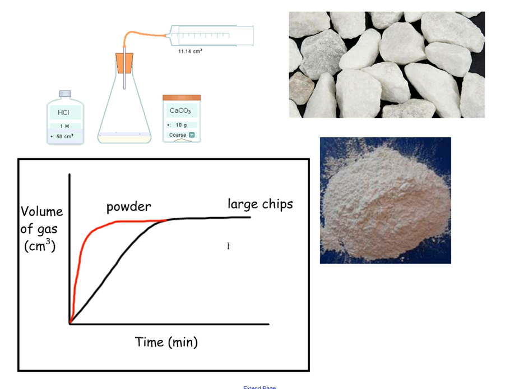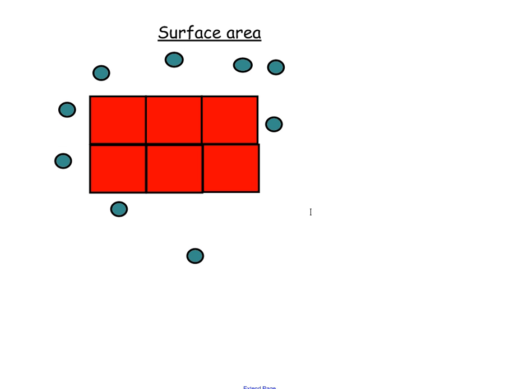Let's see why that's the case then. Why does the powder go a lot quicker than the large marble chips? Well, it's to do with this surface area. If you imagine this is our marble chip or our chocolate bar, we can see that it's got all these sides here that can react. You've also got the top and the bottom. So all of that can react.